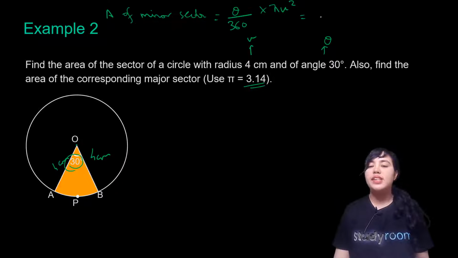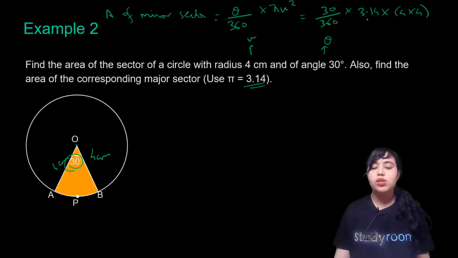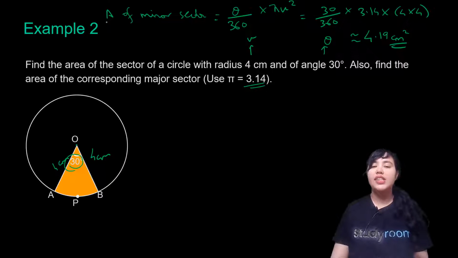So what is my theta over here? That is 30 degrees. Upon 360 into pi, you have to take as 3.14 into r square, means r into r, so 4 into 4. So when you solve for this, you'll get your answer roughly equal to 4.19 centimeters square. Why unit square? Because it's area, and why centimeters? Because the area's unit depends on the unit of your radius. So that is in centimeters, that's why this is in centimeters square.